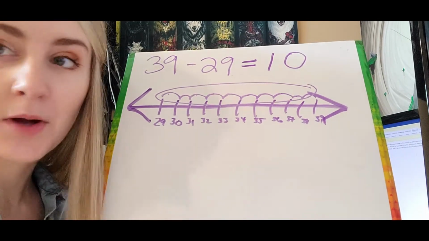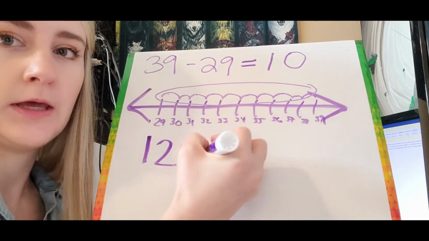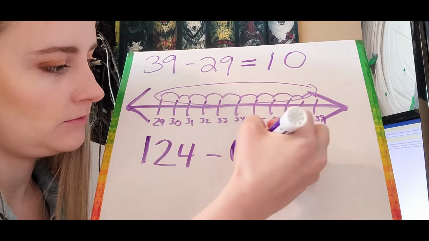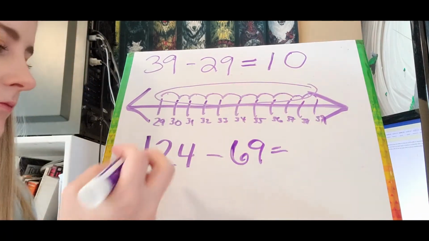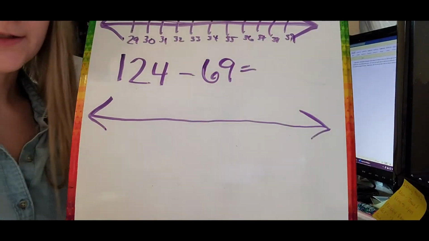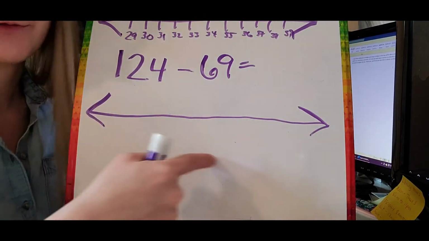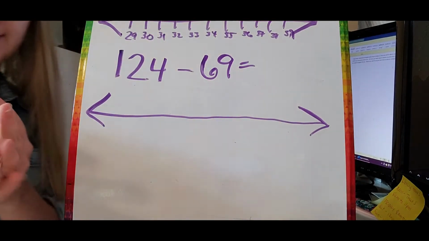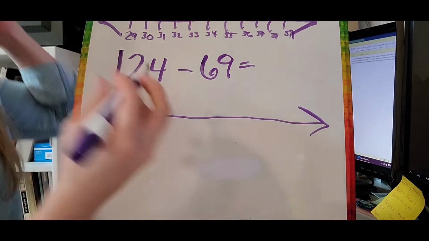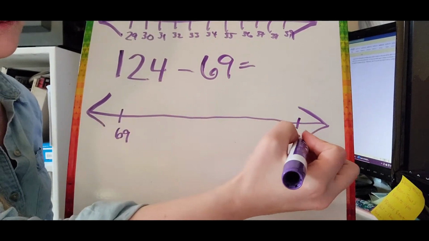Okay, let's do another problem. Let's do 124 minus, let's see, 69. Alright, let's draw our number line. Okay, so it would take a long time to draw 69 to 124 on this number line. So we're going to do it a little bit differently this time. Now what we can do is put our 69 right here and our 124 right here.